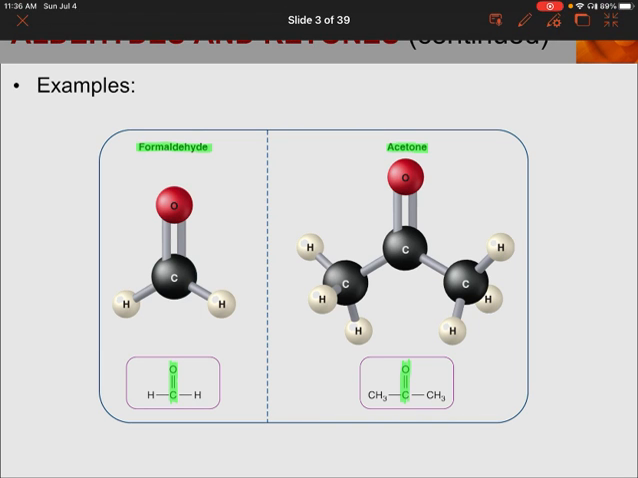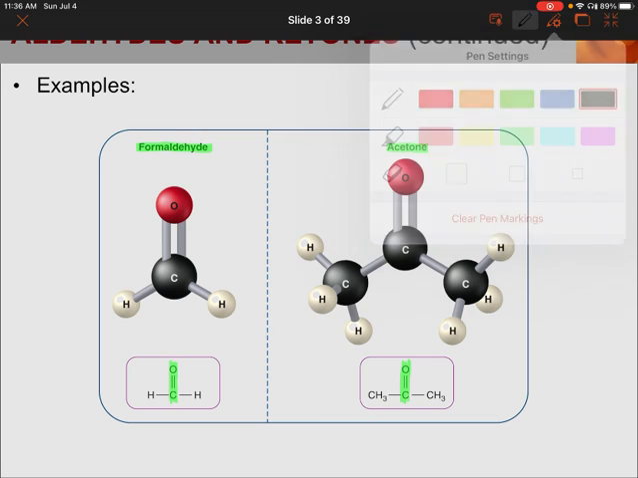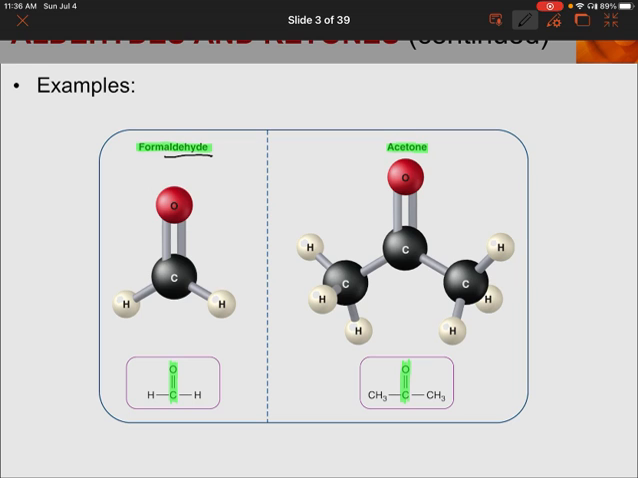So you can probably guess which one is the aldehyde and which one is the ketone, even just based on the name. Formaldehyde has aldehyde in the name. Acetone ends in O-N-E, so the same ending as ketone.